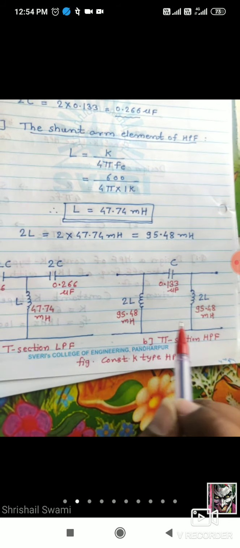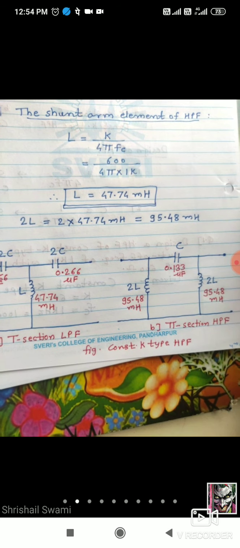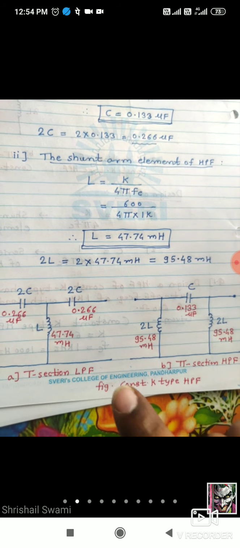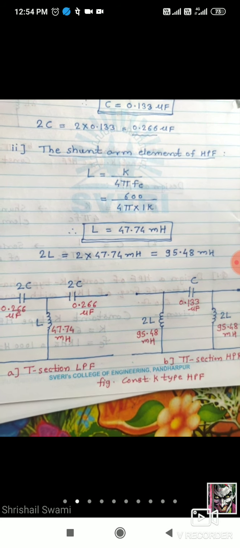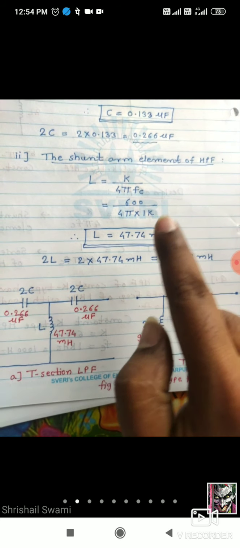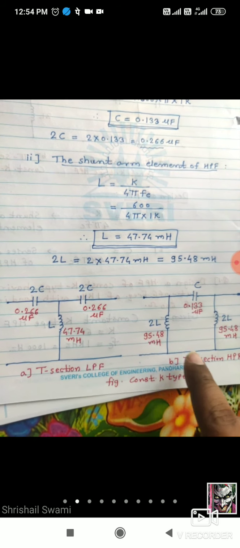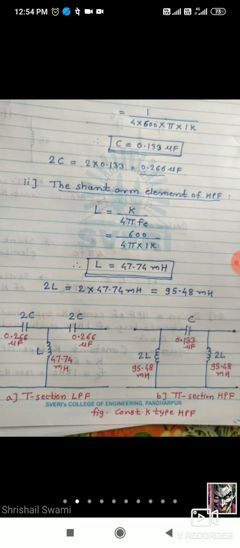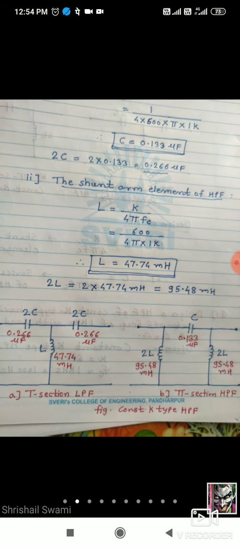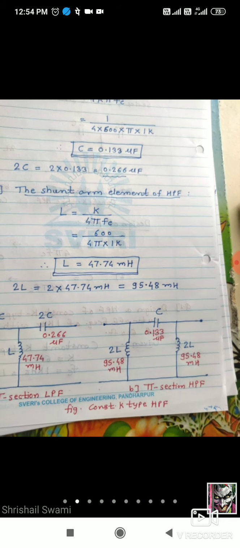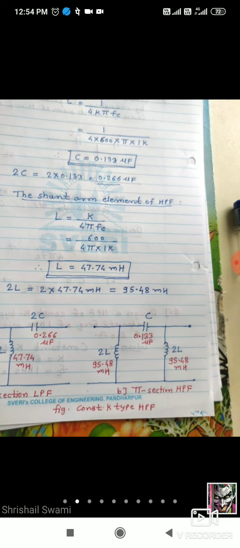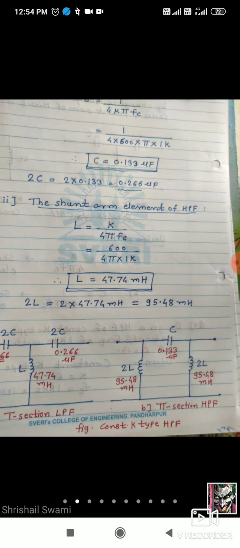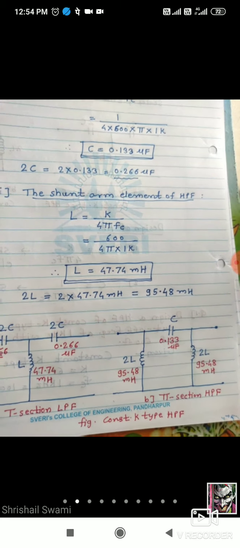If you are not mentioning the values, then you will lose 1 mark out of 4. If you only calculate here but are not mentioning in the diagram, you will lose 1 mark out of 4. Understood? So whatever values you are getting, you can immediately mention in the diagram of T section as well as pi section. Then you will get full marks for such type of question. Such type of question will ask for 4 marks. So in the university, either they will ask low pass filter or high pass filter, not both together.